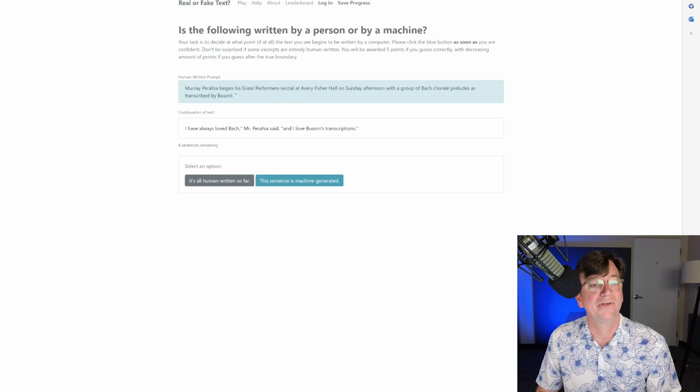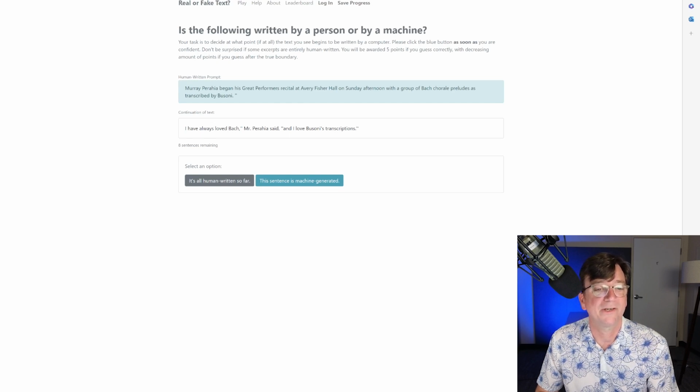So I'll just do a quick example here. We have a human-written initial sentence. Murray Perahia began his Great Performers recital at the Avery Fisher Hall on Sunday afternoon with a group of Bach choral preludes as transcribed by Busoni. And then it starts with a quotation mark and says, "I've always loved Bach," Mr. Perahia said. "I love Busoni's transcriptions."